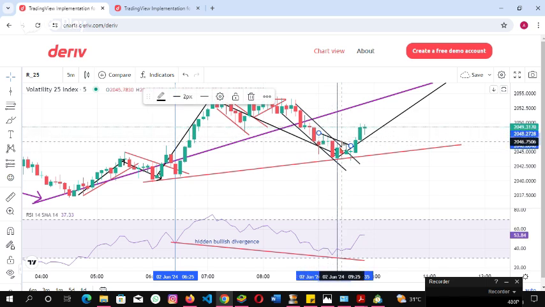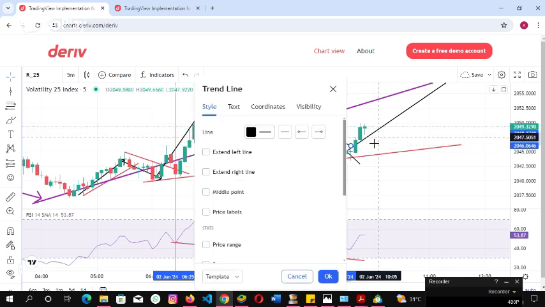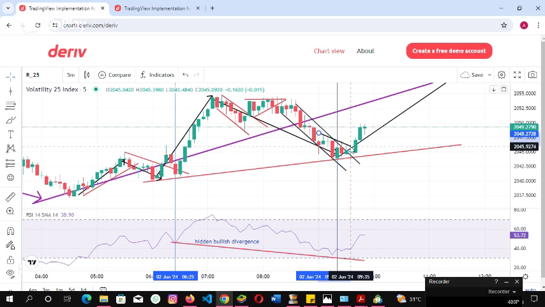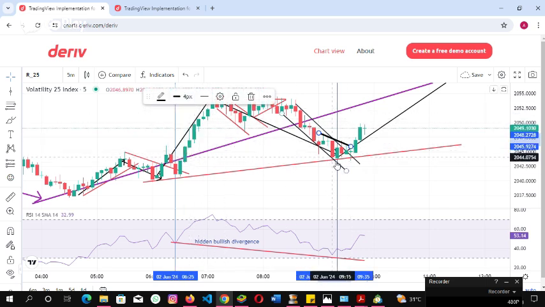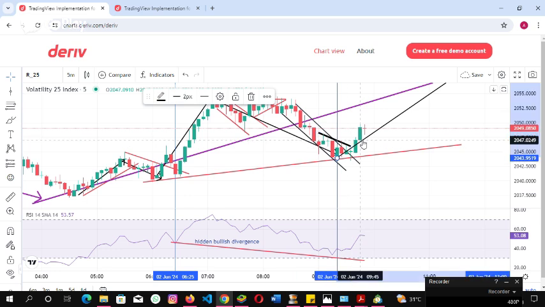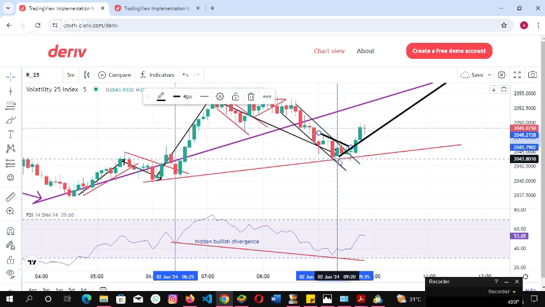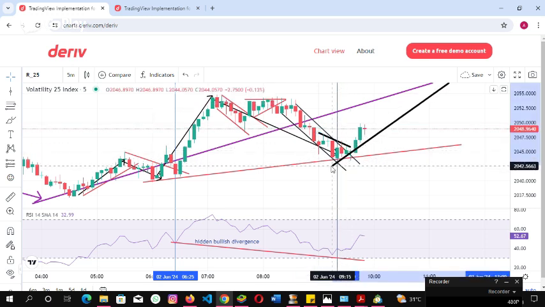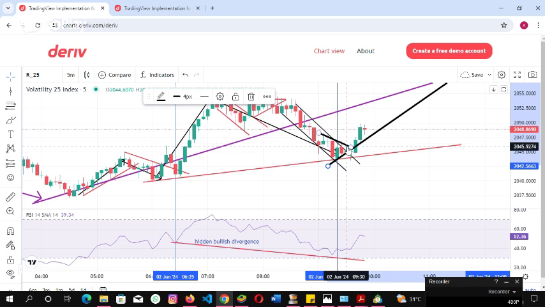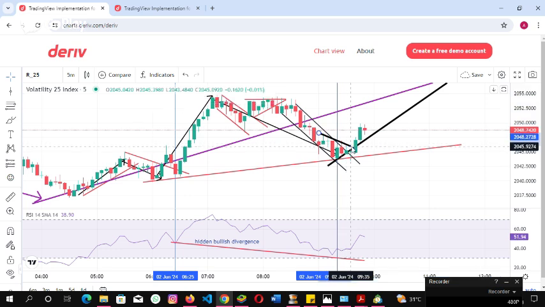Let me make this black line really bold so that you can see what I'm trying to show you here. I'll make it big. I'll put it at 4 pixels. Okay, let's make this other one really big too. So notice that these two lines enclose a space here. Let me extrapolate this one a little bit down like that. They enclose a space here, and this space is known as a symmetrical triangle.